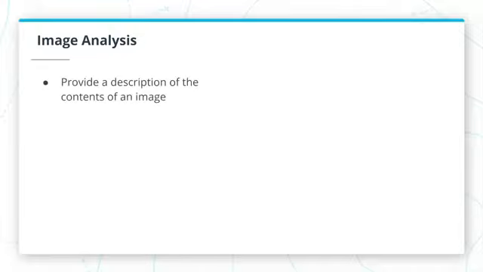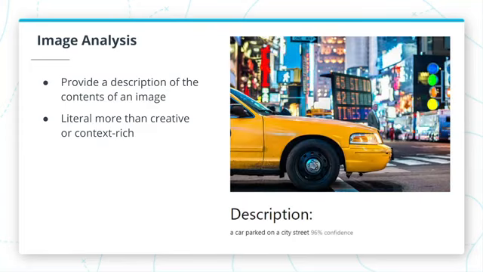The fourth computer vision scenario is image analysis. The purpose of image analysis is to provide a description of the contents of an image. Image analysis techniques provide more of a literal description of the contents of an image rather than a creative or context-rich explanation. For example, the description for this image is quite reasonable: a car parked on a city street. But we can add a considerable amount of context to it, such as somebody snapped the photograph at night in Manhattan with a long exposure time in order to capture a yellow taxi cab stopped at an intersection.